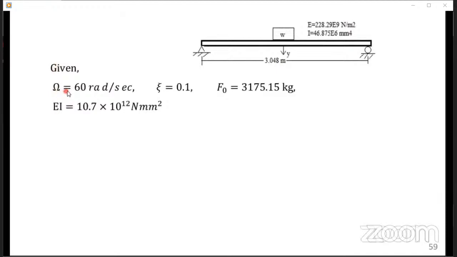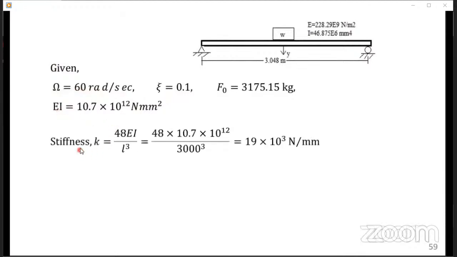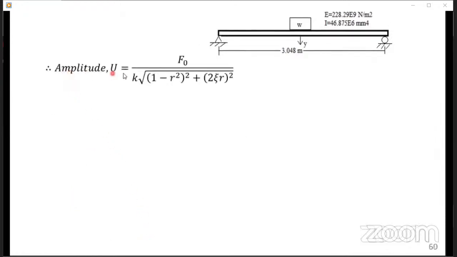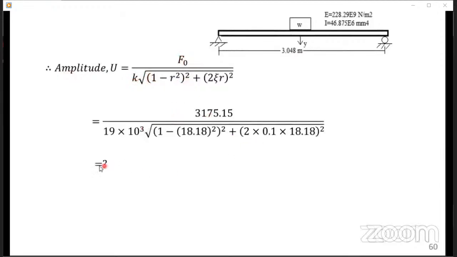You're given what is omega, xi, F naught, EI. This EI I've already multiplied with that. You can calculate what is the stiffness. Okay, so I'm moving fast because it's like a repetition of what we have already done. Omega is given, R is like that. Amplitude is, of course, F naught over K like that. You substitute, you're going to get what is your answer there. I've moved very fast here because it's just a matter of substituting.